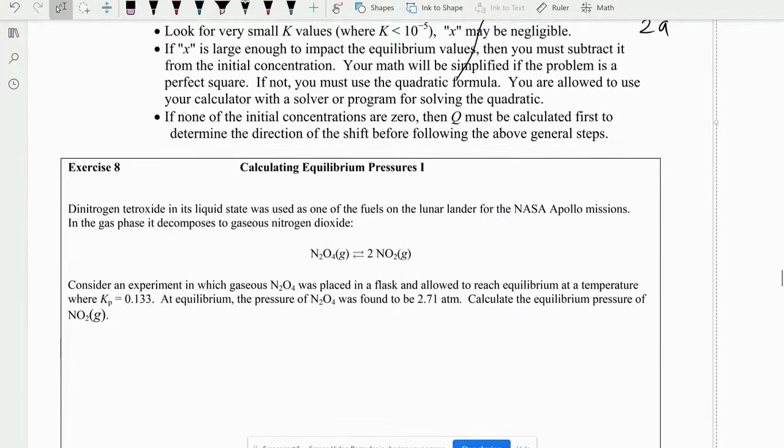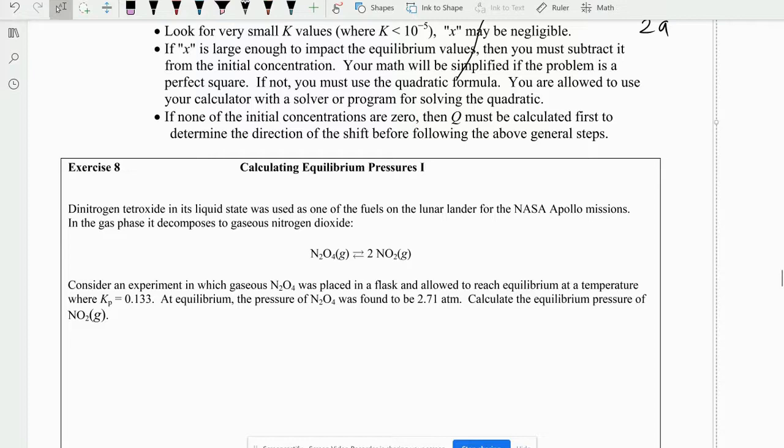Okay, one of the last things, the last bullet point here before we jump into exercise number 8, is if none of the initial concentrations given to you in the problem are 0, then you actually have to calculate Q first. Remember, we covered Q in the last video. So if you jumped ahead, or you can't remember, or you need a review, it might be worth it for you to go back and remember what the reaction quotient means, how to calculate it, but most importantly, also when you use it and when to calculate it.